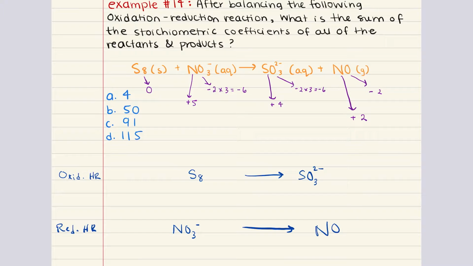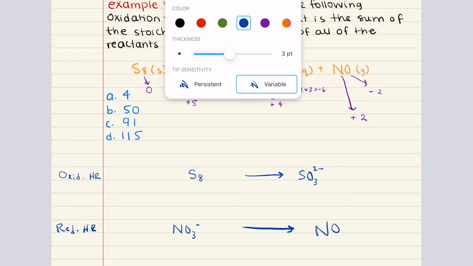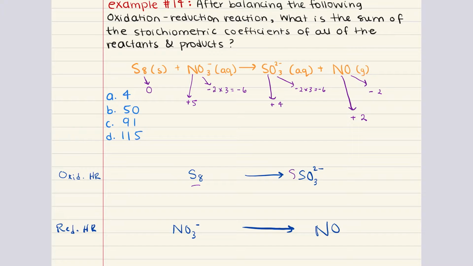Let's start off with balancing our oxidation half reaction. Here on the reactant side, we have 8 sulfur atoms. To balance this with the product side, we're going to add a coefficient of 8 right here. Now, on the product side, we have 24 oxygen atoms. In order to balance that with the reactant side, we're going to go ahead and add 24 water molecules. Now, the sulfur atoms are balanced and the oxygen atoms are balanced, but the hydrogen atoms are not. On the reactant side, we have a total of 48 hydrogen atoms. So to balance that on the product side, we're going to add 48 hydrogen ions.